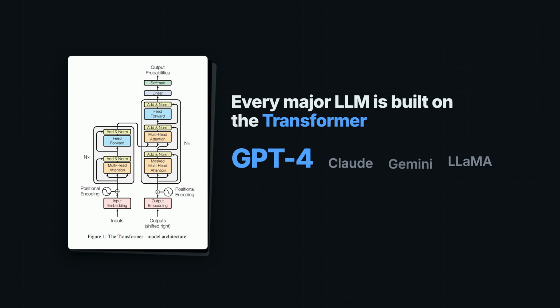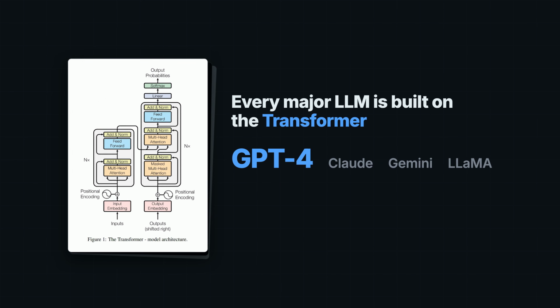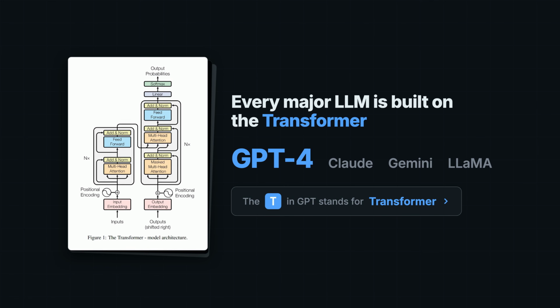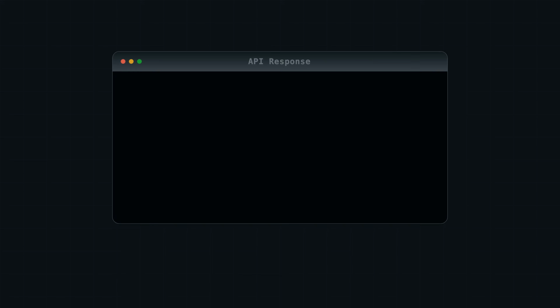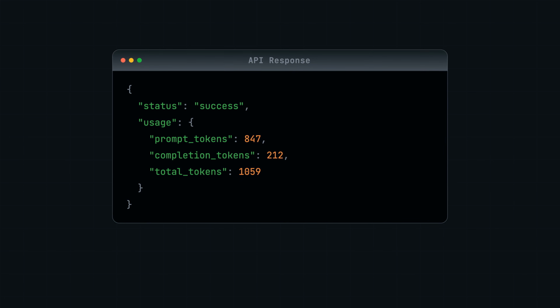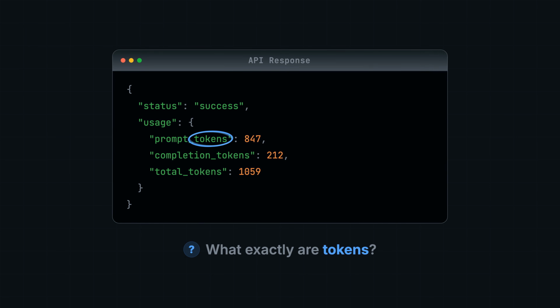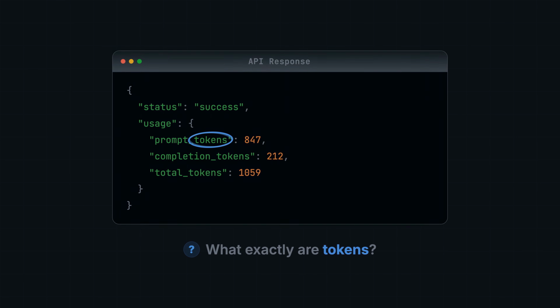Every major LLM today is built on the transformer or close variants. And by the way, the T in GPT stands for transformer. If you've made even one LLM API call, you've seen this: tokens. Most people assume it means words. It doesn't, and the difference shows up in your code and your bill.